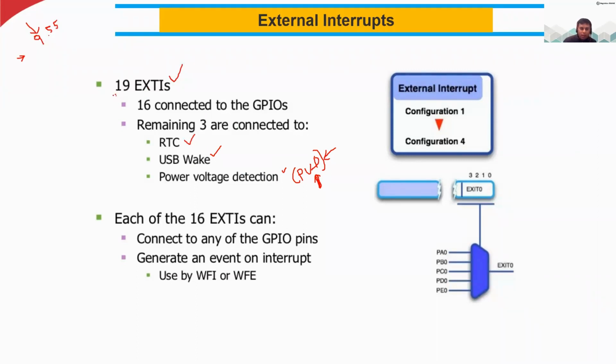So 19 interrupts, how they are distributed, you can see here, and then each of the 16 external interrupts, how they are connected. For example, they are connected to any of the GPIO pins and generate an event on interrupt. All these 16 interrupts are connected to these GPIO pins, but they are not active all the time. Sometimes they will be active. For example, if we need to activate the timer interrupt, then the corresponding input pin will get interrupted, and so on. So these are external interrupts.